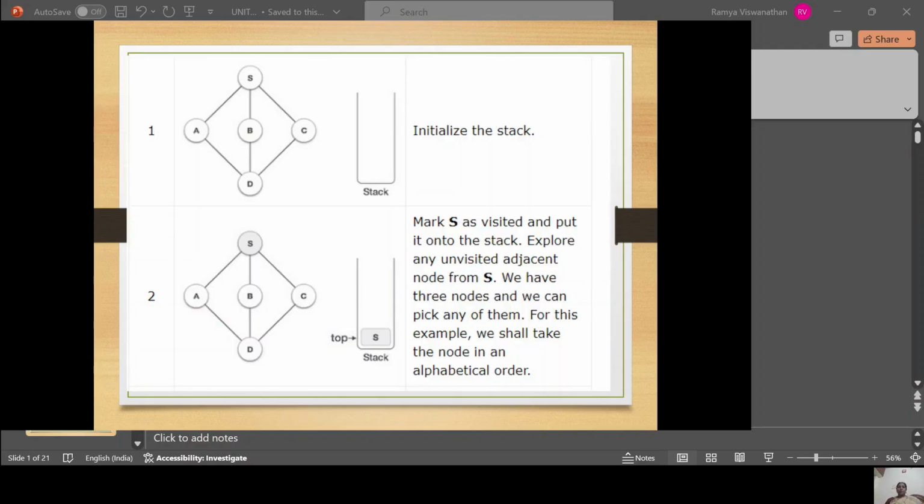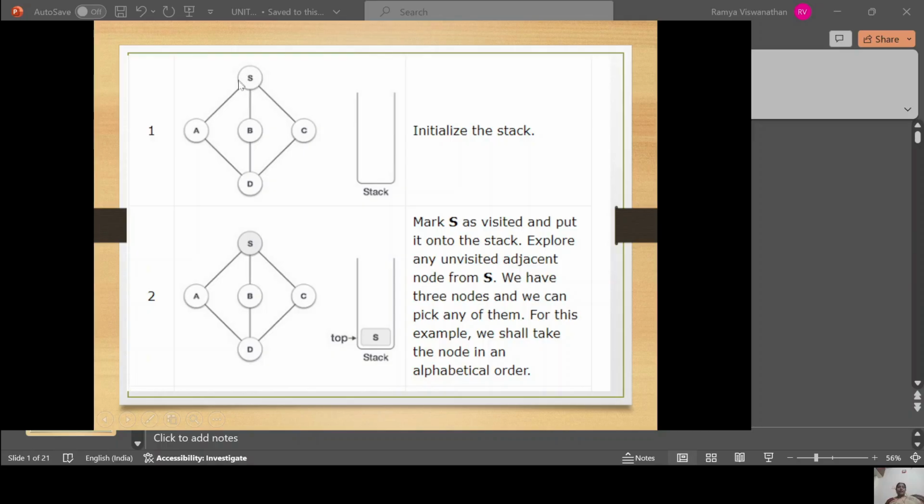Kindly consider this particular tree as an example for DFS. It consists of 5 nodes: S, A, B, C and D. So initially your start node will be this S, right? From this S you have to start. In the stack, please remember, as I already told, this will be in terms of a stack data structure, last in first out. Whatever element we push last, that particular element will be popped out first. That is called last in first out.